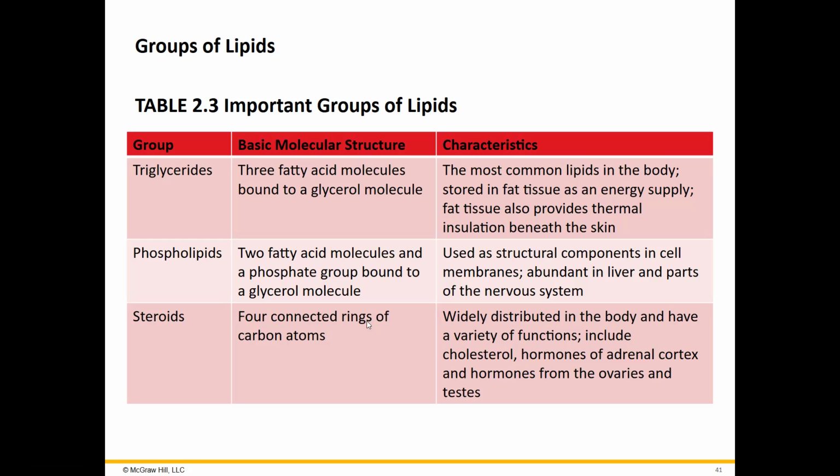Steroids, 4 connected rings of carbon atoms. Cool. Widely available in the body for a variety of functions because it is your hormones. The most common type is cholesterol, but it also forms the hormones in the adrenal cortex, which is your adrenal glands, and the hormones in the ovaries and the testes. Again, hormones, hormones, hormones.